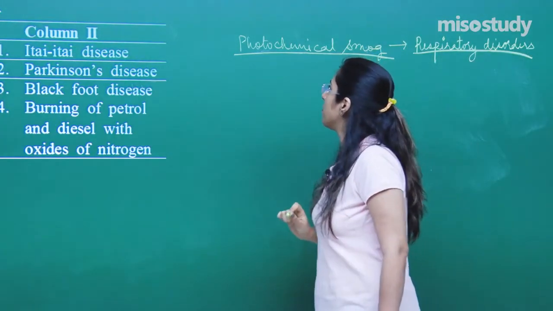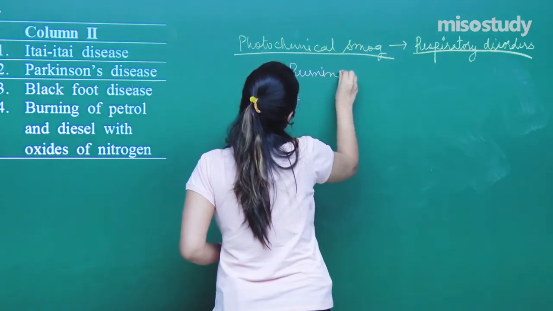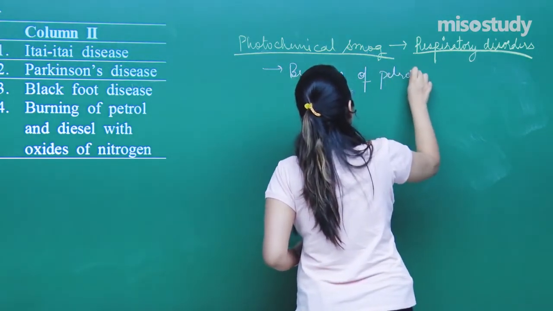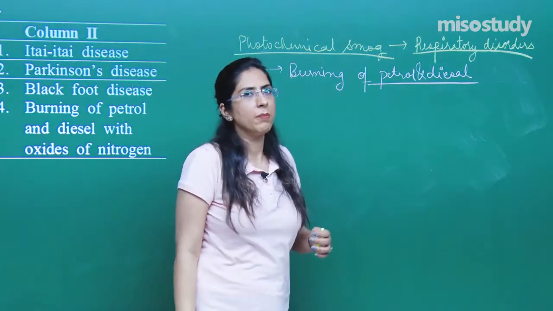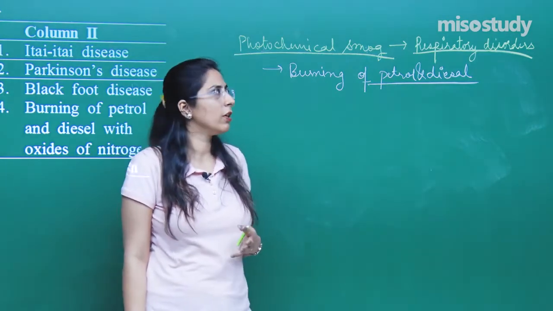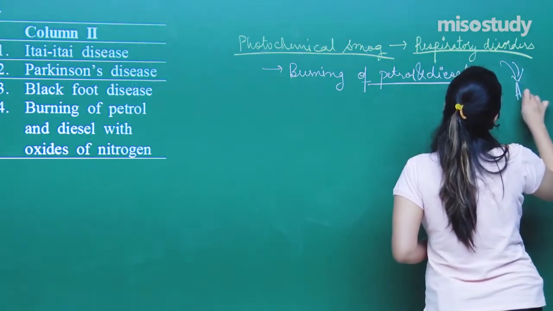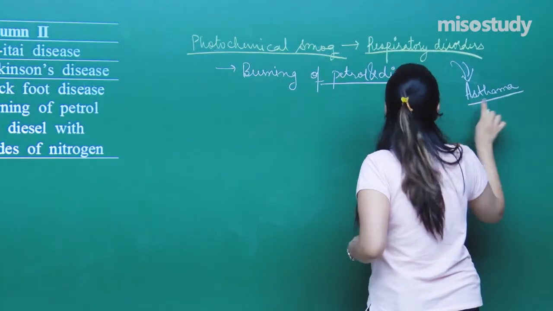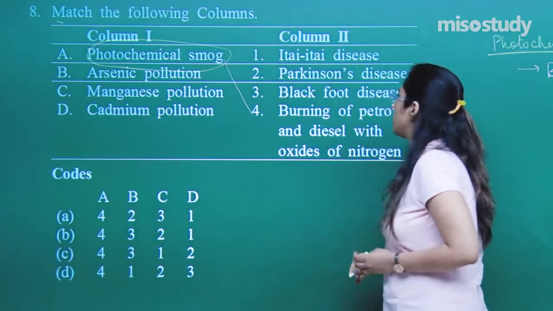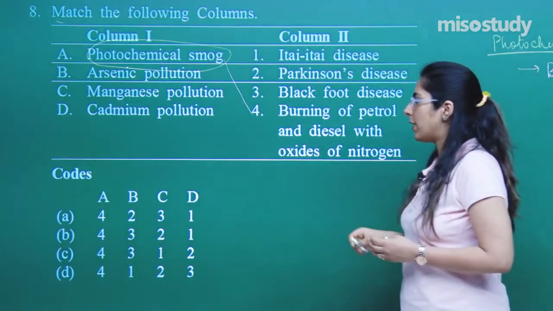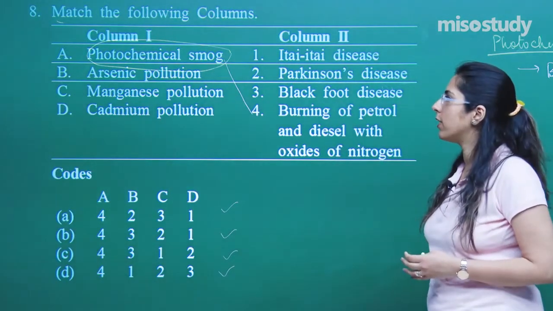And what is the reason behind the production of the photochemical smog? That is because of burning of fossil fuels like petrol and diesel. By burning of the petrol and the diesel, the photochemical smog is produced that remains suspended in air for a longer duration. This is somewhat black in color and causes respiratory disorders. Majorly, asthma is associated with this. So come back to the question. For A, photochemical smog, the correct option is 4, that is burning of petrol, diesel with oxides of nitrogen. Now we have to look for the other options.